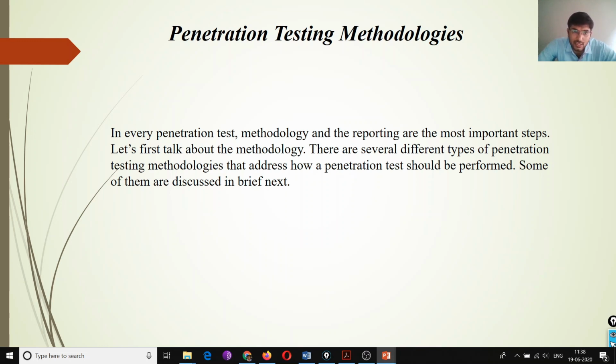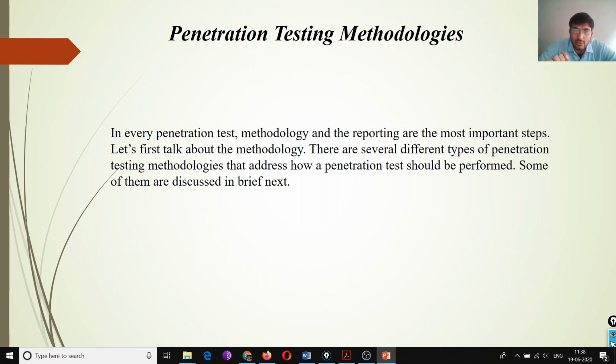But in every penetration testing methodology, reporting is one of the most important steps, like what we discussed in the previous slides. Reporting is important because what we get from the penetration testing, we need to write up, right? We need to prepare reports so that any organization can come to know the results of the penetration testing, like what we have done in the tests, what type of methodologies we have used, what things we have discovered, what vulnerabilities we found, right? So these things need to be associated with the report. So let's first talk about the methodology.